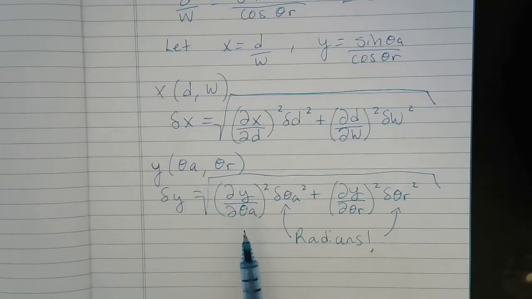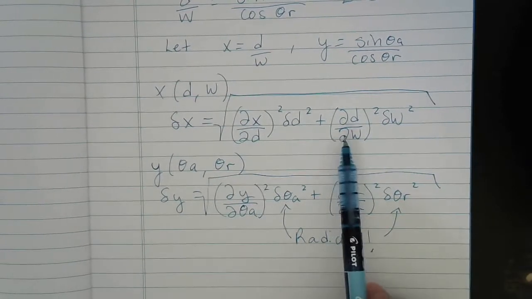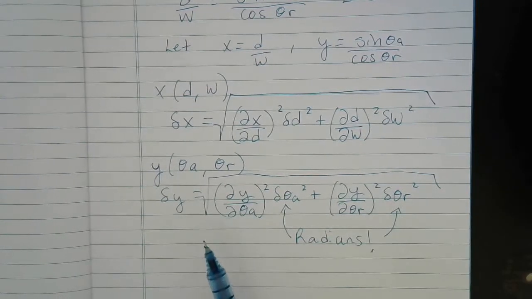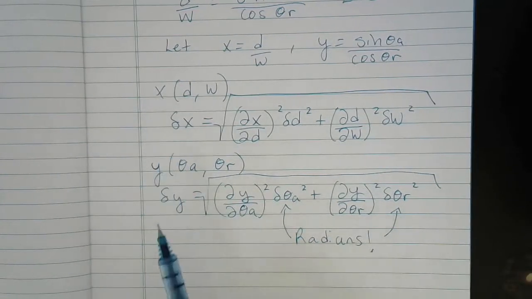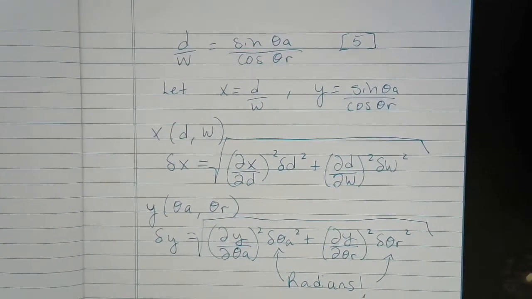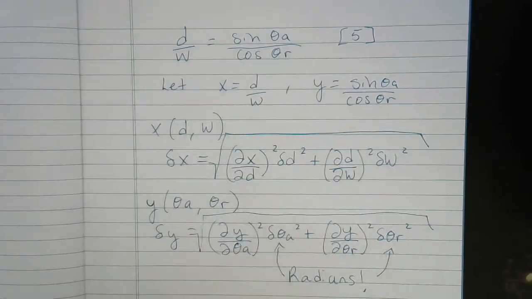In order to complete these two expressions, you'll need to determine these partial derivatives so that you can calculate the uncertainties of both the left and the right side of equation number 5. And you want to compare the result for the left side and the right side to see whether or not the values agree within uncertainty.